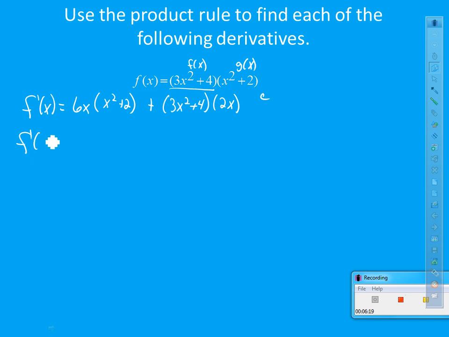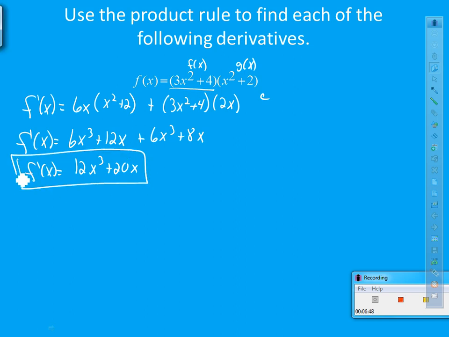After that, it's going to be the algebra. So let me distribute. And on the video here, guys, just so it's not boring to you, I usually click right along with my algebra. So 6x cubed plus 12x plus, let me distribute that 2x, 6x cubed plus 8x. It looks like my ending answer for my derivative is 12x cubed plus 20x. Hey, notice the notation, the f prime of x. There's my answer.